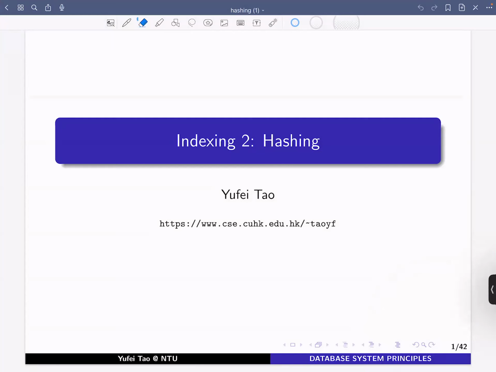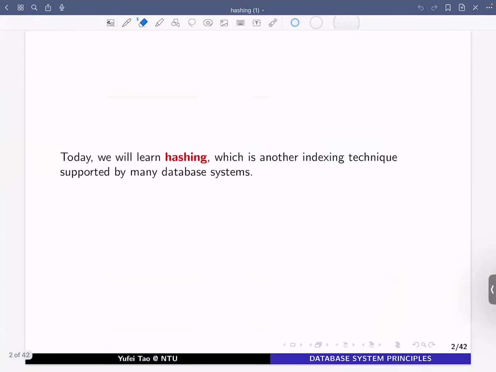Hello, students. This is the second lecture of the indexing lecture series. Today we're going to talk about hashing. Last time we talked about the B tree, and I told you the B tree is the most important data structure in the database system. Today we're going to talk about hashing, which is the second most important data structure in database systems.